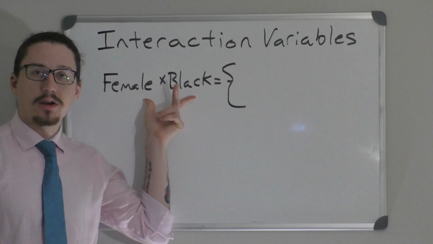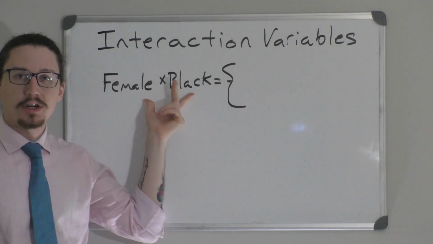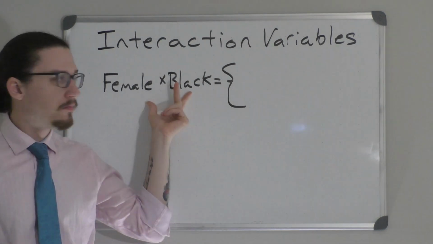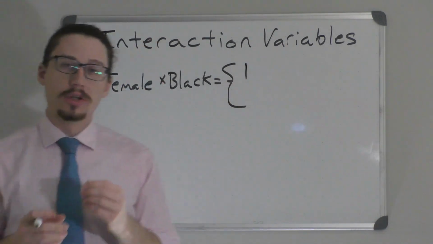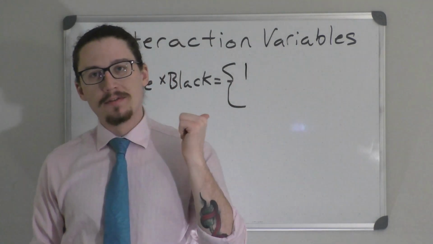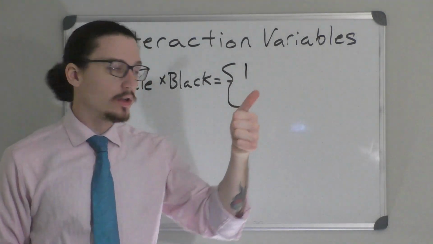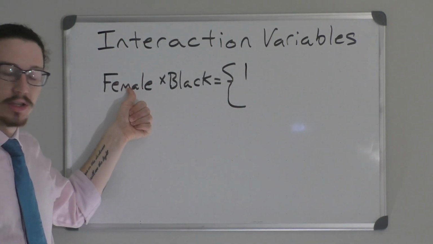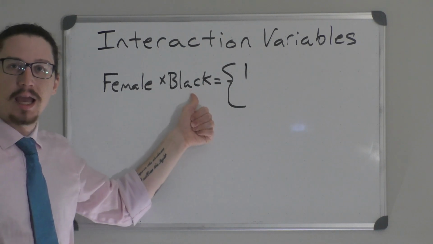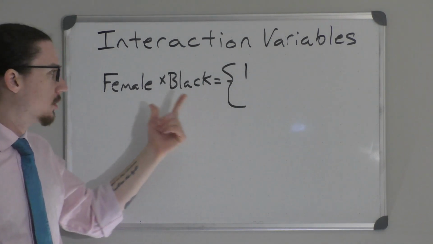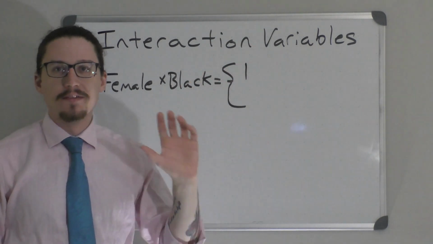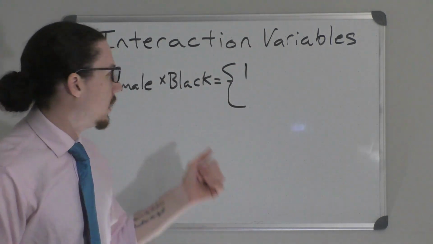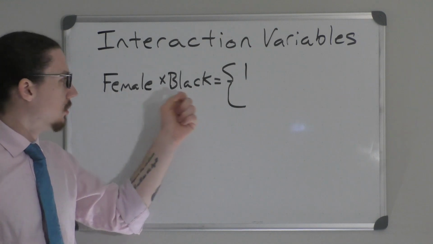What we're literally doing is just multiplying the two variables together. So when we create this interaction term, female times black, the only way the outcome is going to be 1 is if the individual is both female, so getting a 1 in the female spot, and black, getting a 1 in the black variable, so 1 times 1 equals 1.